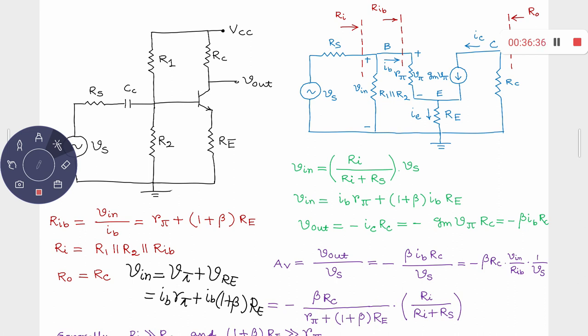Sir, IB into 1 plus beta? IB is total current, emitter current. What is emitter current? This emitter current IE is IB plus IC, that is IB plus beta IB. Right. So Vin is equal to IB R pi plus IB into 1 plus beta times RE. From that you can calculate RIB as R pi plus 1 plus beta times RE, and then this whole thing is in parallel with R1 parallel R2, and ultimately this is RI. Okay. Any doubt up to this? Simple, some circuit theory law. You have to apply the KCL, KVL and all these things and some properties of the transistor.